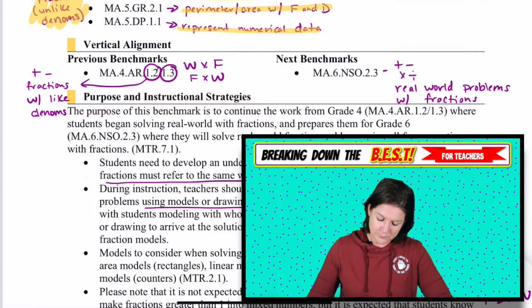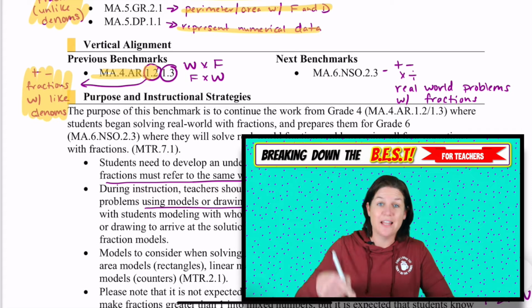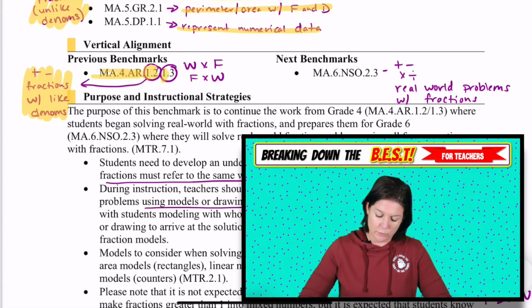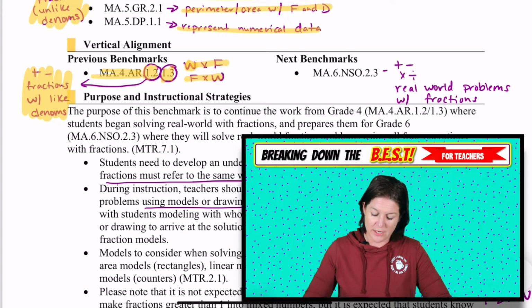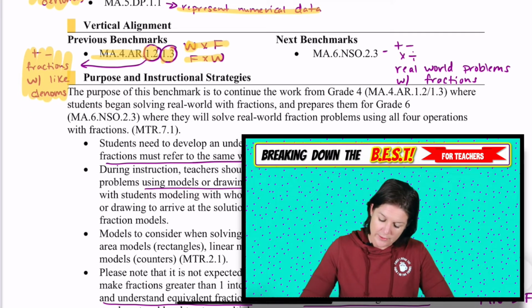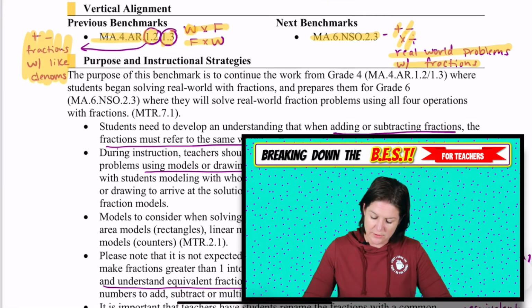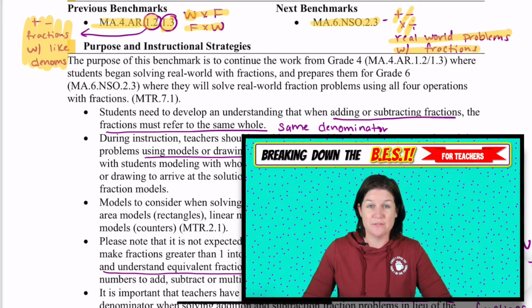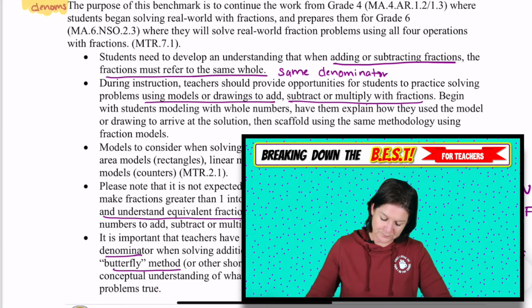Okay? Vertical alignment. We've got this 4th grade standard, which 1.2 is adding and subtracting fractions with like denominators, and 1.3 is multiplying a whole number times a fraction and a fraction times a whole number. This 6th grade standard right here is adding, subtracting, multiplying, and dividing real-world problems with fractions. So incorporating that division piece to it as well.